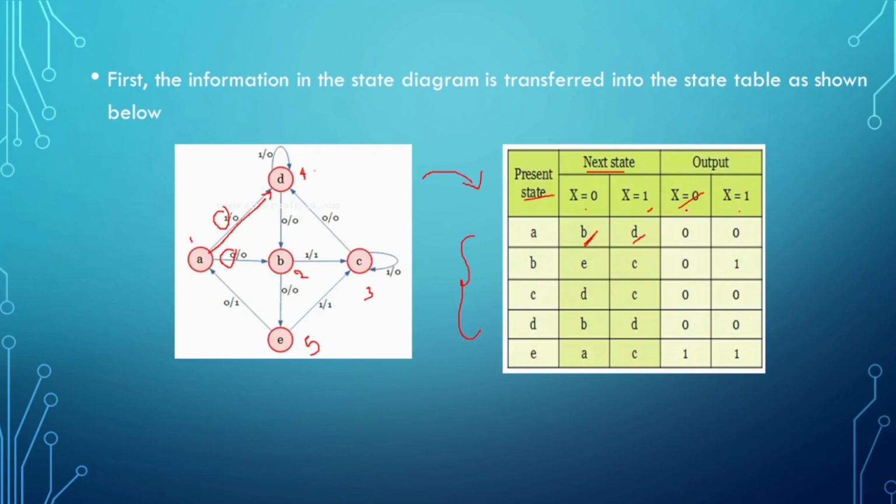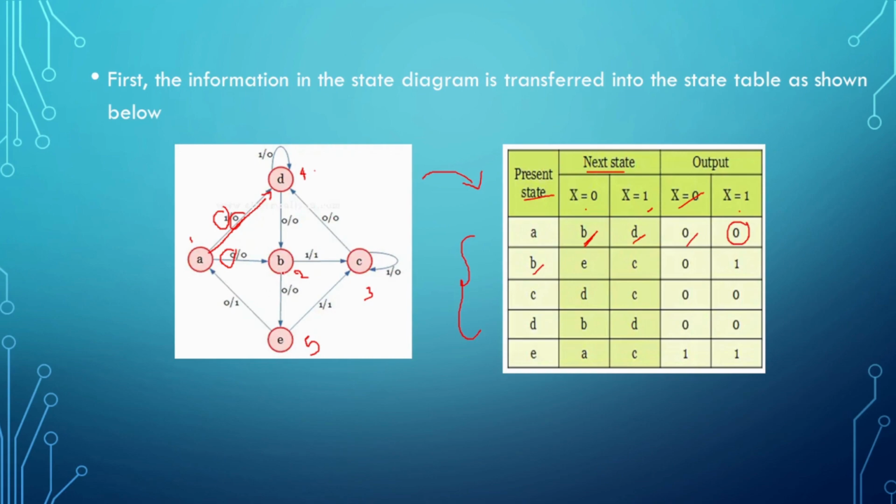Afterwards, write the output of that particular input. See here, 0 by 0. For A, when input is given as 0, the output will be 0. Write it down 0. When input is given as 1, the output will be 0. So in this place, write it down 0. Afterwards, take the B state.